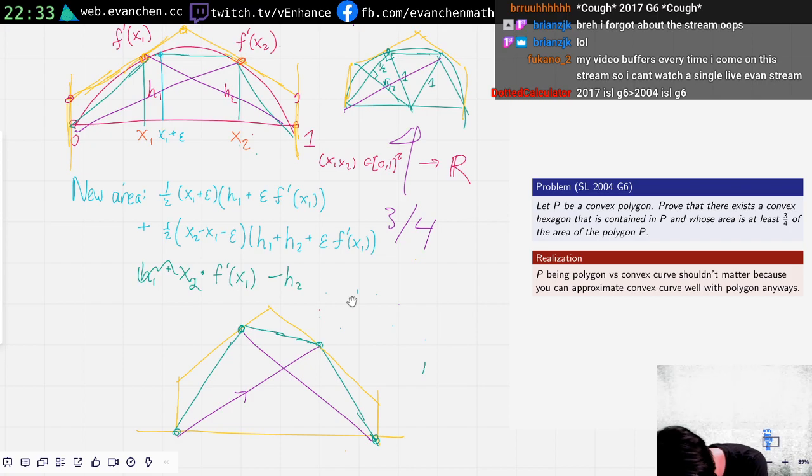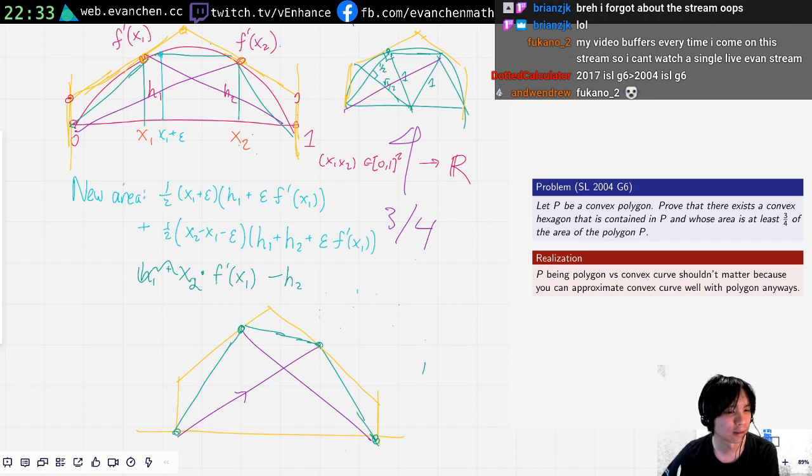Oh my lord. I don't want to do this last calculation. My video buffers every time I come on this stream. Oh, I'm sorry. Let me check what resolution I'm streaming at. I think it should be 720. I thought I changed it. Yeah, 1280 by 720. So, unfortunately, I don't think I can decrease it much more than that.